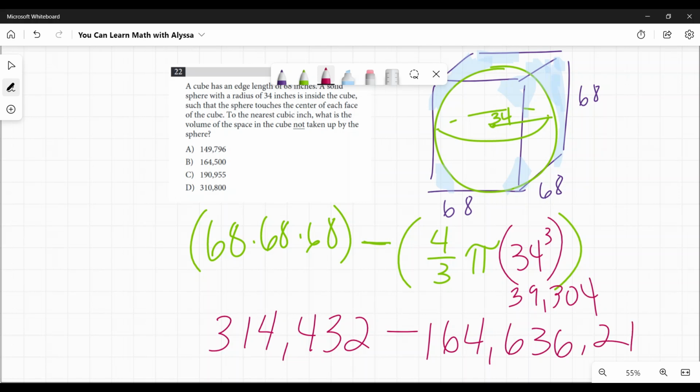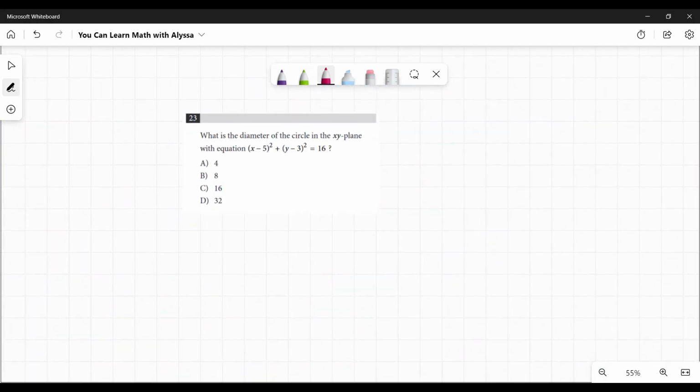164,636.21. Now, if you subtract that from 314,432, you're going to get 149,795.79, which can be rounded to 149,796. A is our answer. Whew. Thank you, calculator.